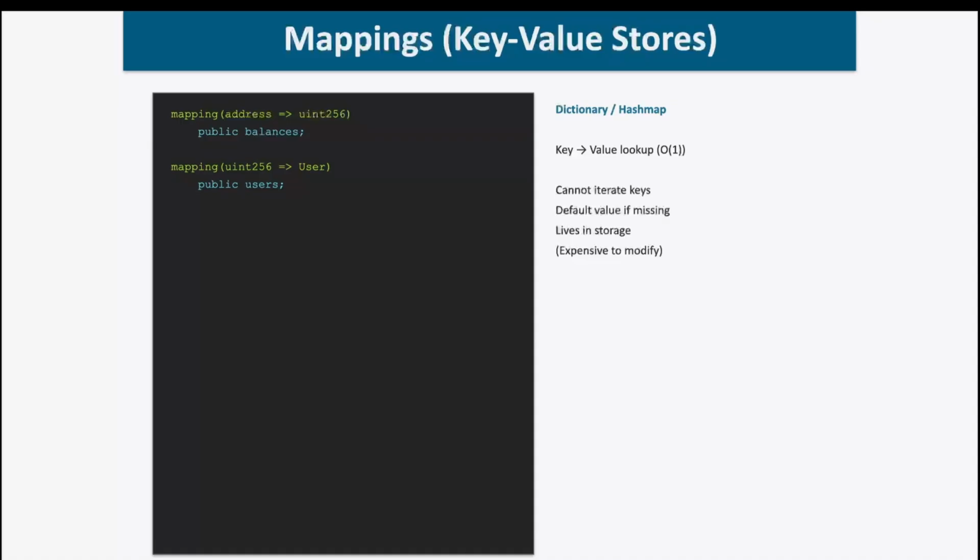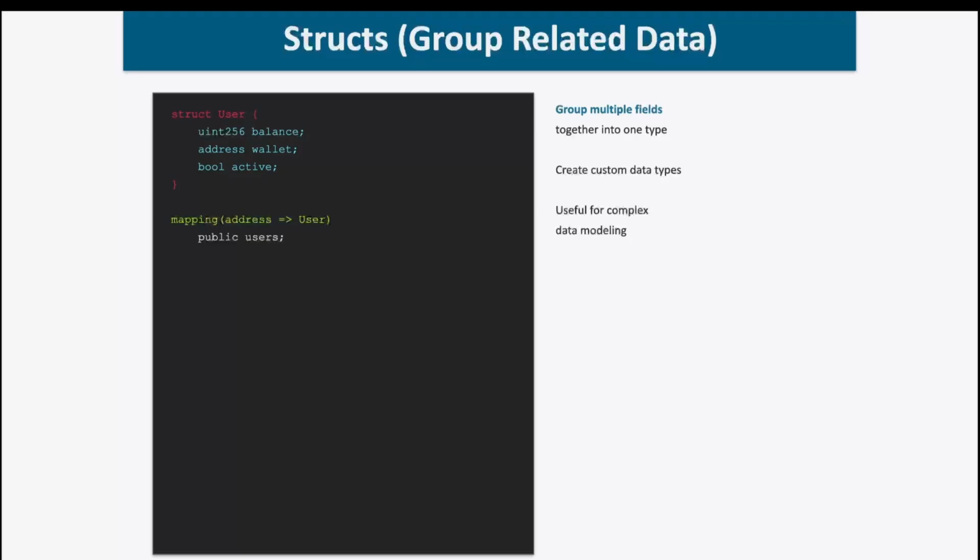If you look up a key that doesn't exist, you get the default value for that type. For example, the default for a uint256 is 0. For an address, it's 0x0. This is important. You can't distinguish between key doesn't exist and value is 0. Mappings live in storage, so reads and writes are expensive. Use them sparingly.